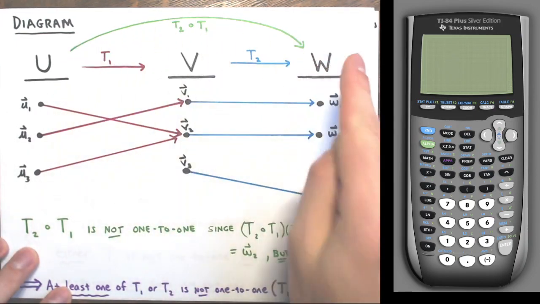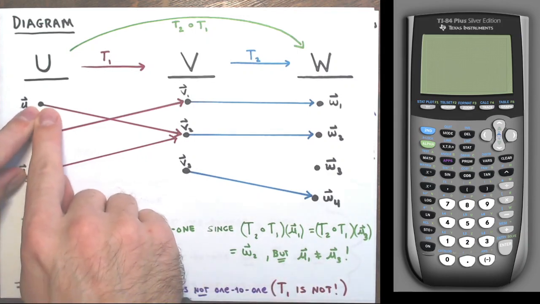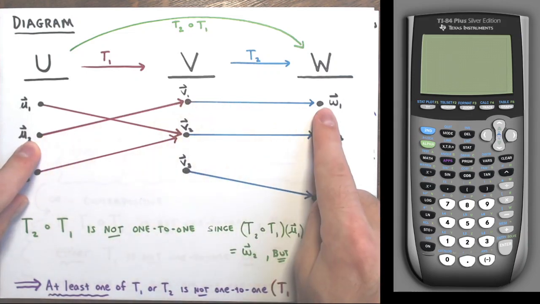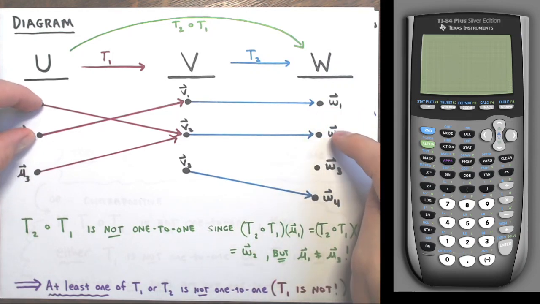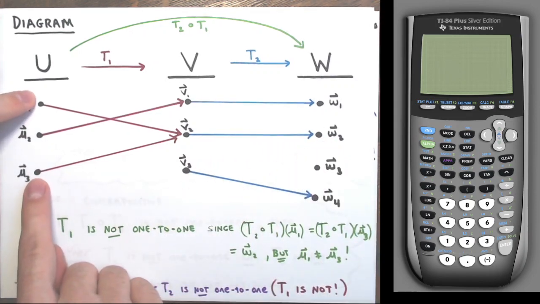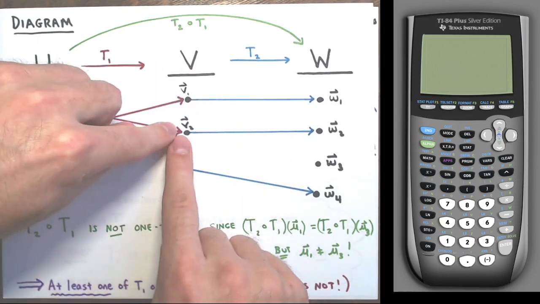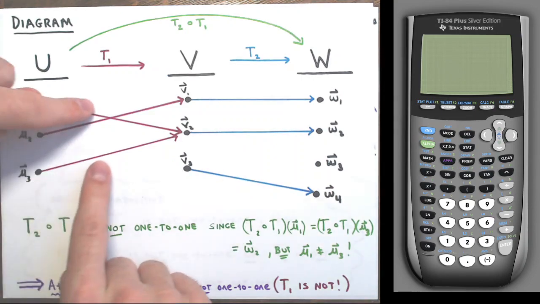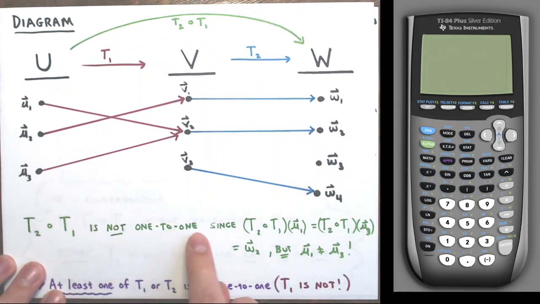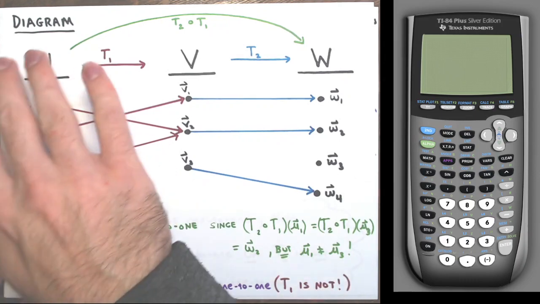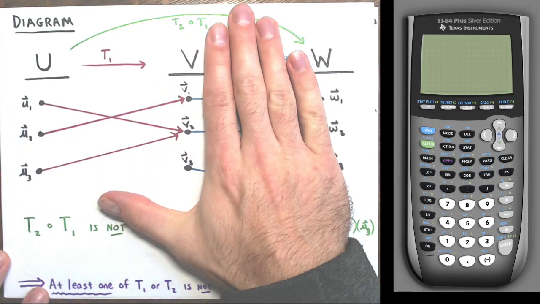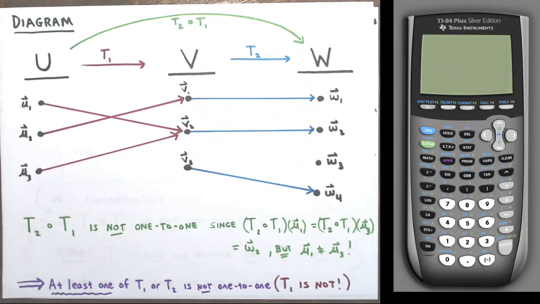Is the function from U to W one-to-one? Let's see. U1 goes to W2. U2 goes to W1. So far so good: 2 different inputs going to different outputs. But U3 goes to W2 as well. So you see how U3 and U1, 2 different inputs in this composite function, go to the same output, W2. So T2 composed with T1, the composite function, is not one-to-one for that reason. And since we know the composite function is not one-to-one, then one of these has to be not one-to-one too, and we've seen that T1 is not one-to-one as well.